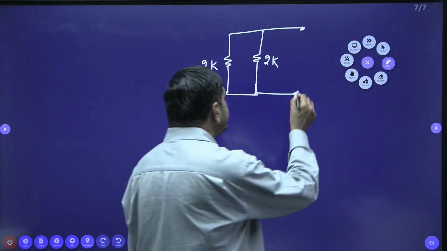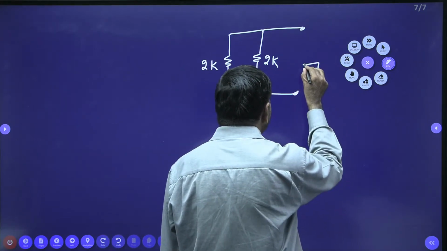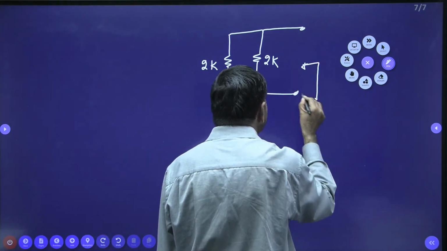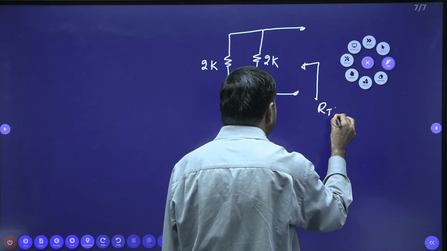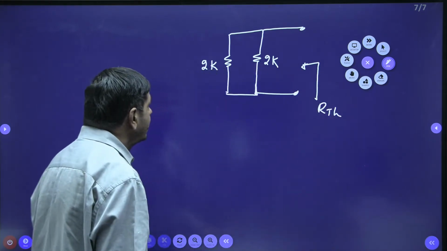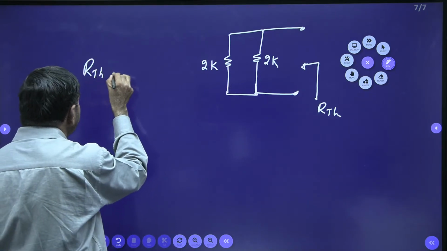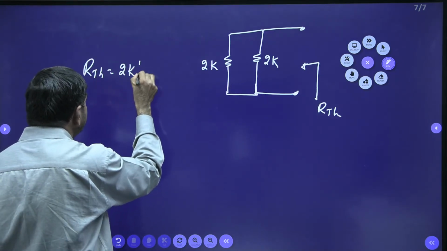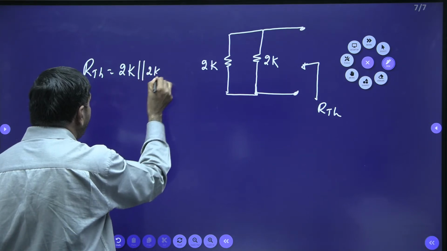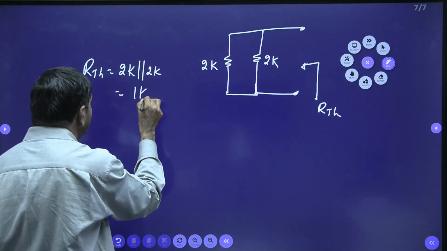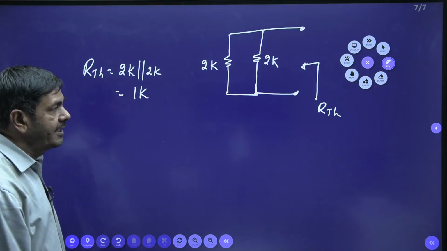When the view is made from this side, between these two terminals, you will get the RTH. You know very well, 2K and 2K are in parallel. RTH equals 2K parallel to 2K, and finally it becomes 1K. 1 kilo ohm we are getting.